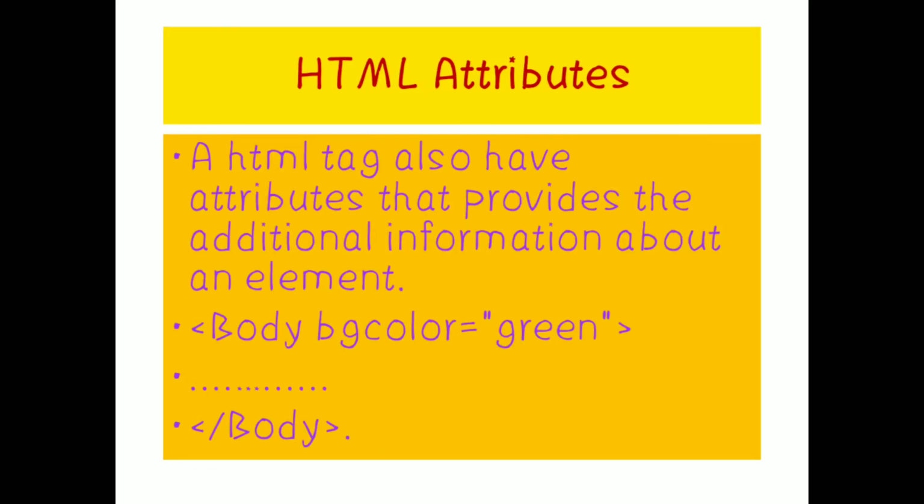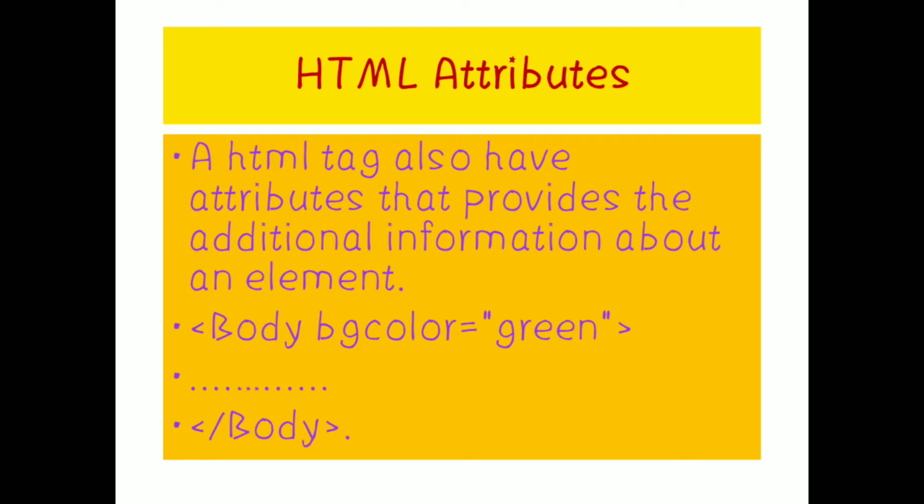So what is an attribute? An attribute is nothing but something that provides additional information about an element. What is an attribute, children? It provides additional information. For example, I have shown an example over here: body bgcolor equals green. That means bgcolor means background color. We write the attribute like this. bgcolor means the background color, so we want the body background color in green.